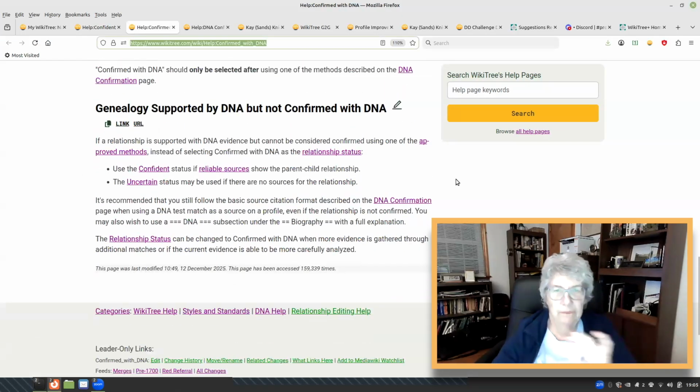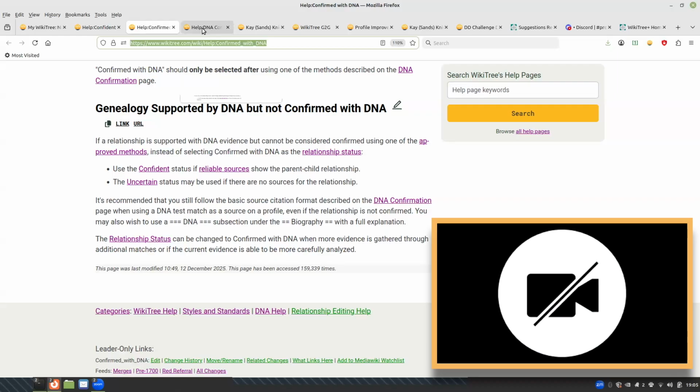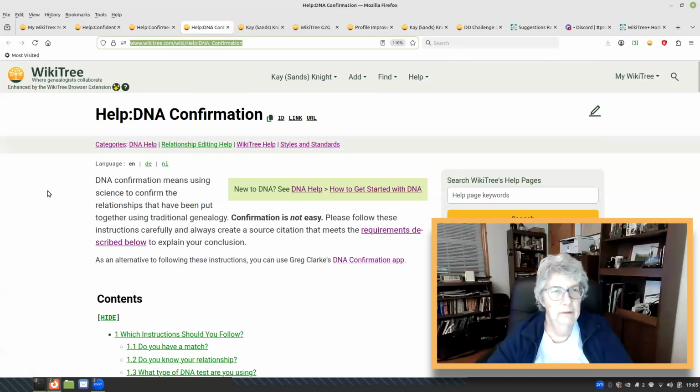So if there's traditional genealogy or non-DNA sources, you can set the status to either uncertain or confident. We'll show you examples that'll make more sense.